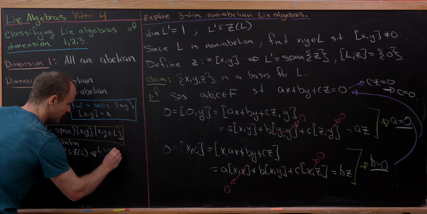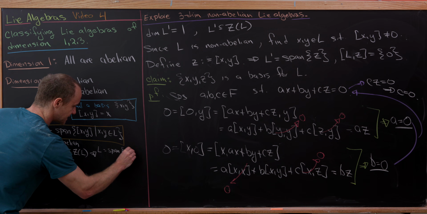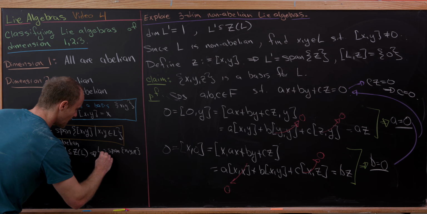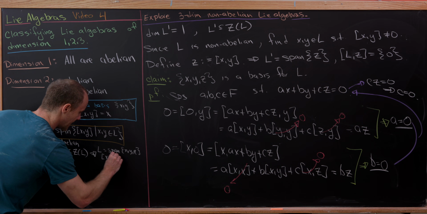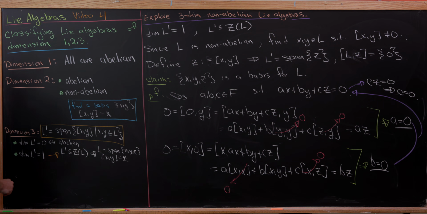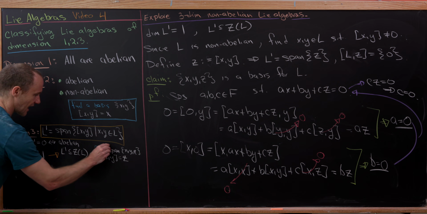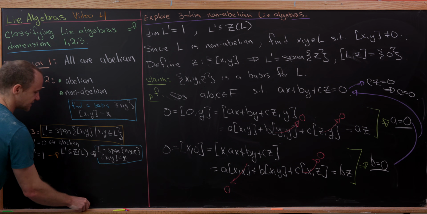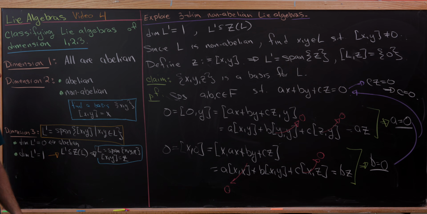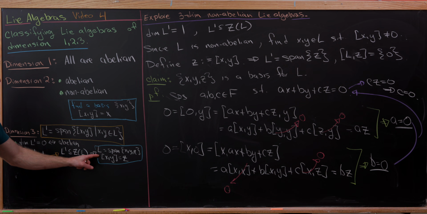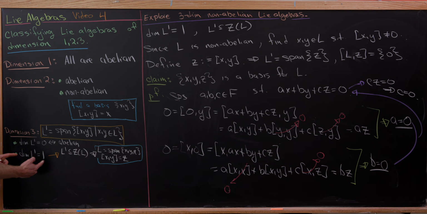is equal to the span of 3 vectors x, y, and z, where bracket x, y is equal to z. And I guess I should say that all other brackets of basis vectors are 0. But I'll just let that be understood by the fact that none of the rest of them are written here. So that's a classification of 3-dimensional Lie algebra satisfying this rule.